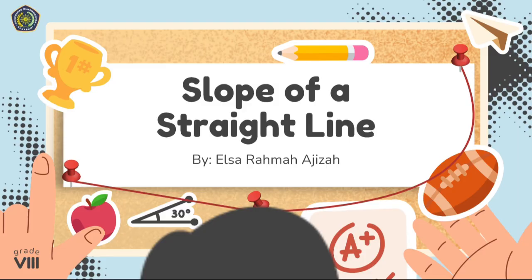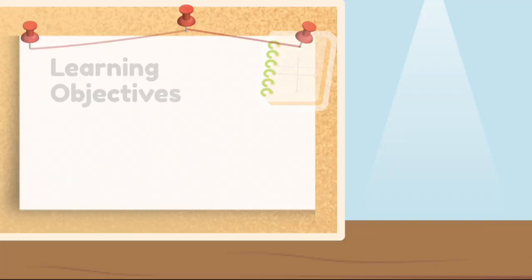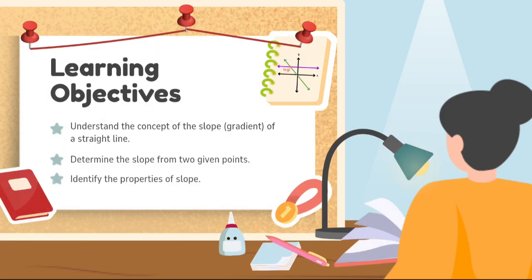Today we are going to learn about the slope of a straight line. In this lesson, we will study the following topics. 1. Understand the concept of the slope or gradient of a straight line. 2. Determine the slope from two given points. And 3. Identify the properties of slope.